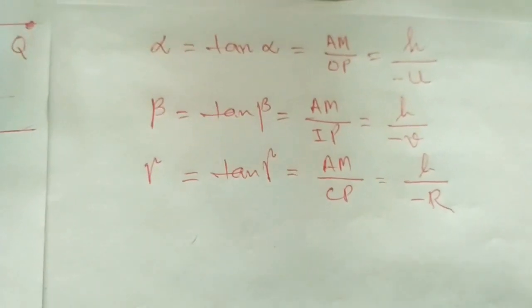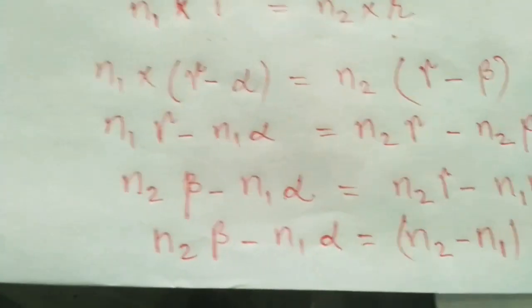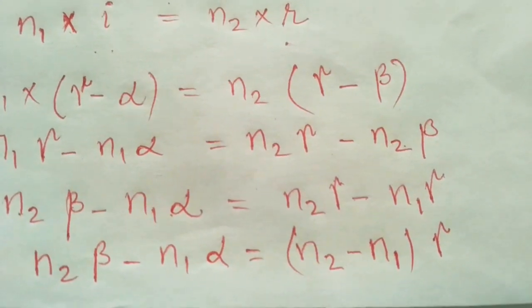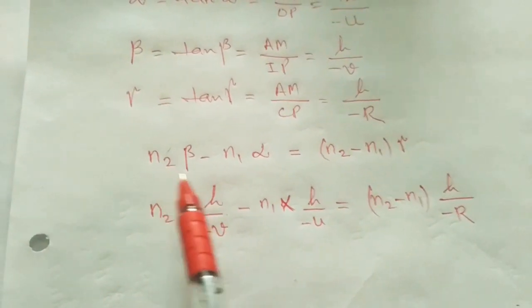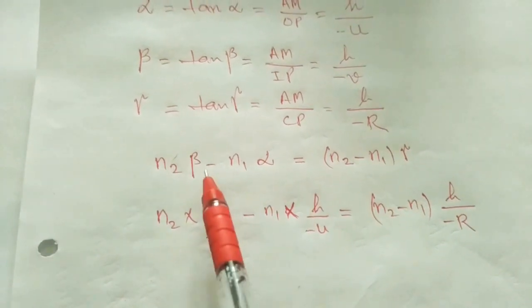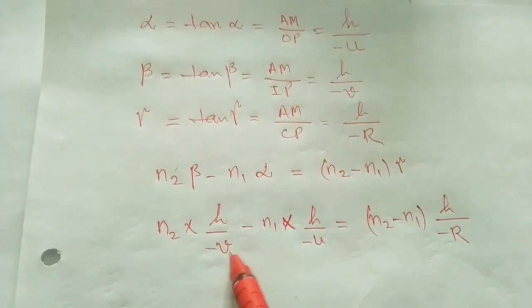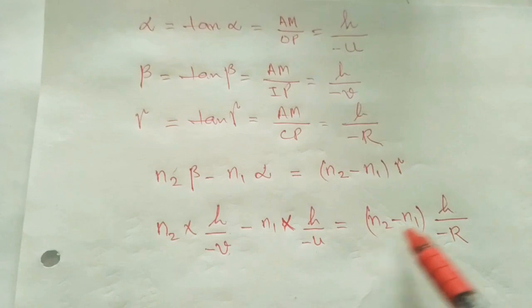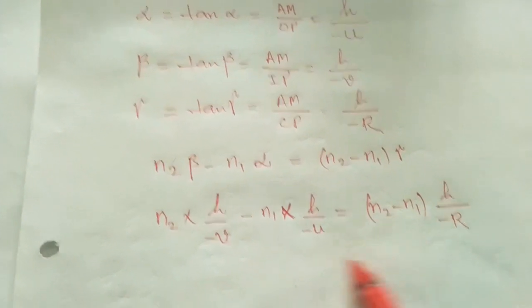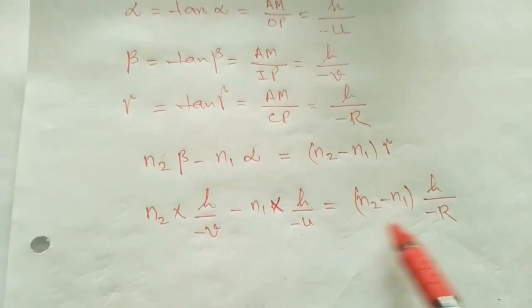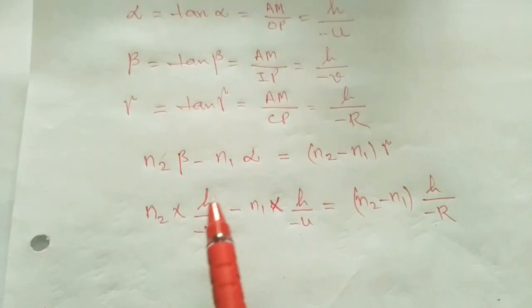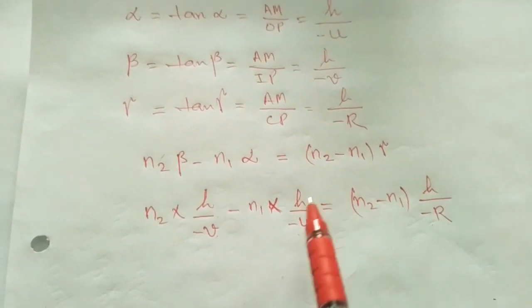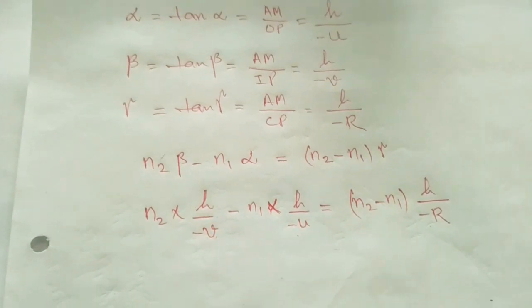Now let's put all these values of alpha, beta and gamma in our last equation, that was n2 beta, n1 alpha, n2 minus n1. Let's copy it here first. As you can see here, this was the last equation. Putting the values of beta as h upon minus v, alpha as h upon minus u, and gamma as h upon minus R. See here, every term has a negative sign and h is also common in all, so h and the negative sign both will be cancelled.